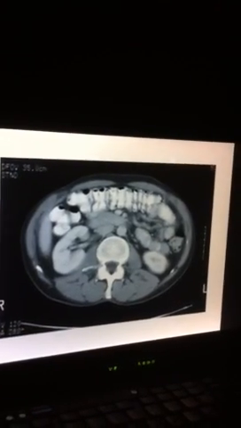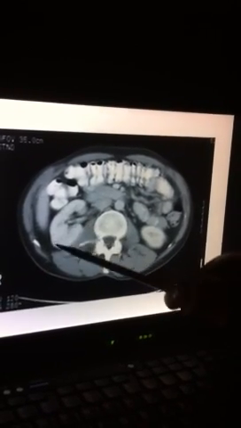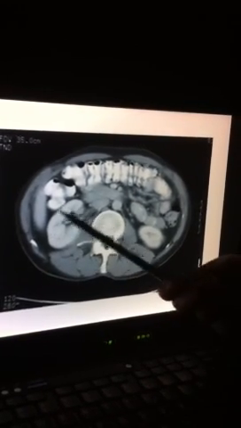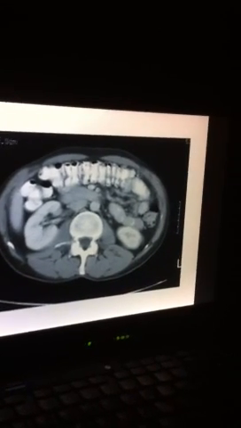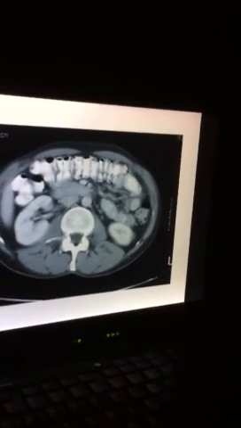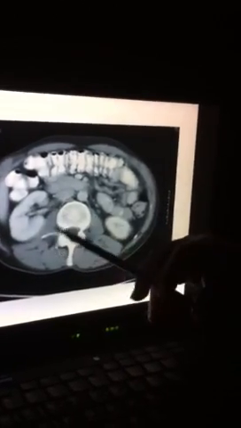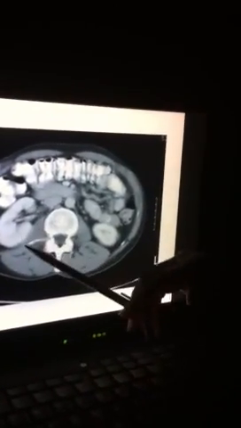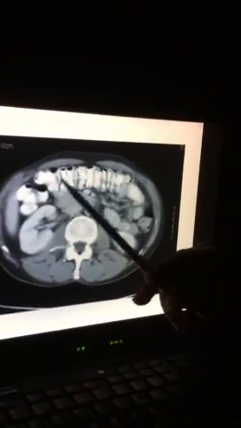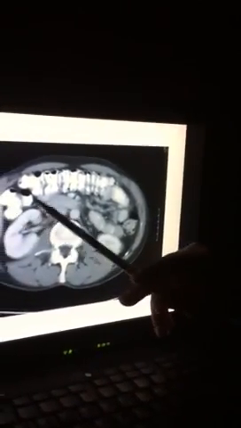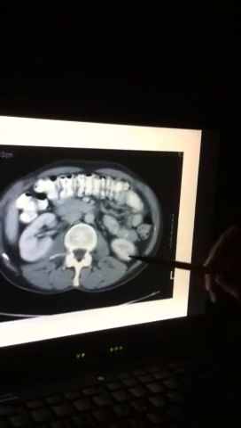Alright, so this is a little bit lower, and the reason I know we're lower is because I can see this structure right here, which is what? The duodenum? What does it look like? Kidney. Yeah, it's a kidney. You can see some of the vessels leaving the kidney. What's this? The transverse colon? Mm-hmm. What's this?